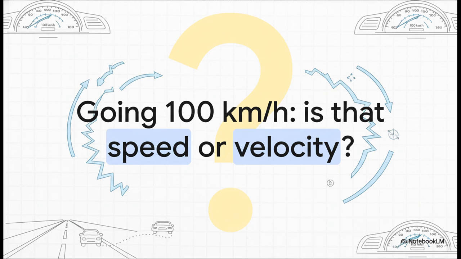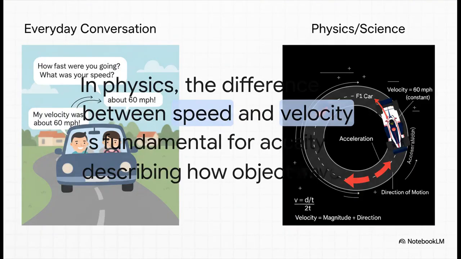So, picture this. You're driving down the highway, you look down at the dashboard, and the needle is pointing straight at 100 kilometers per hour. You might say, wow, our velocity is 100, or we're going at a pretty good speed. We swap them all the time, right? But which one is actually technically correct? And look, for everyday conversation, it's totally fine. No one's going to call the physics police on you.